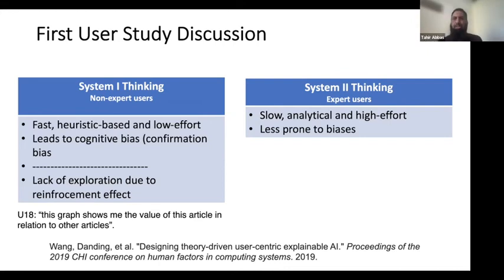In the case of the expert users, they actually adopted deductive reasoning, which is also known as system two thinking, which was slow, analytical, and high effort, where expert users first came up with some answers, and then reasoned about their choices, and then selectively reduced this set of answers and reached the conclusion slowly and gradually. Although it was slow, it was less prone to biases and errors.